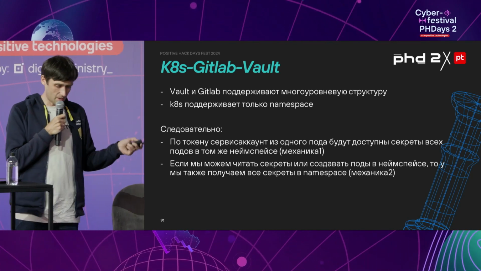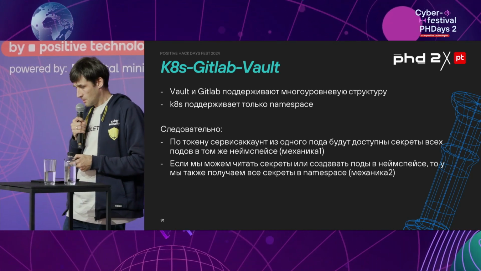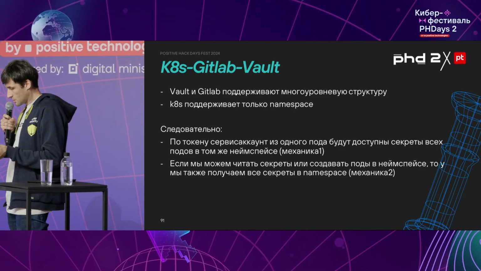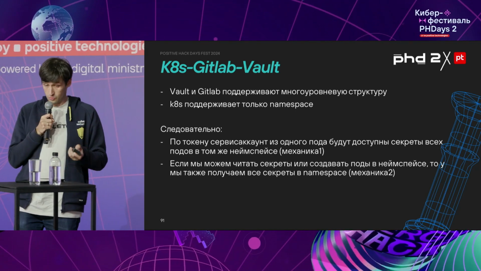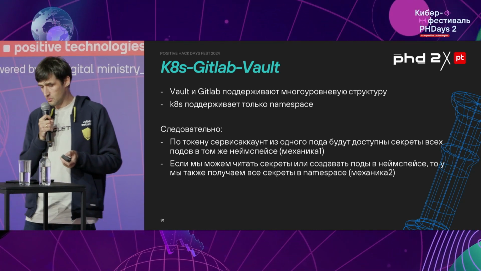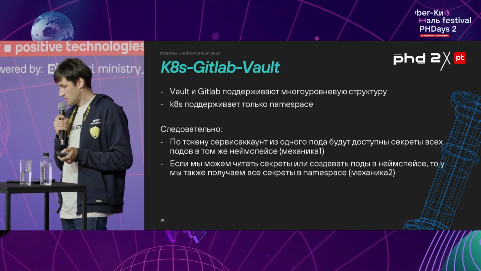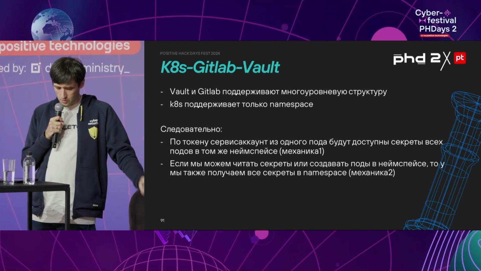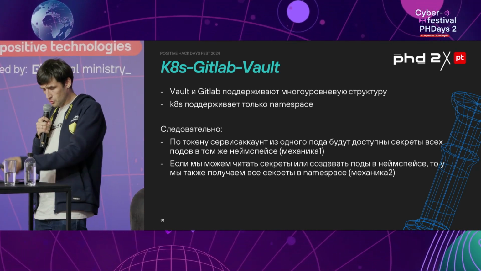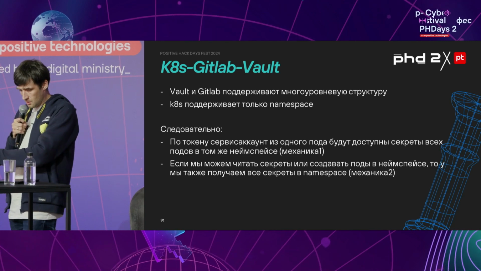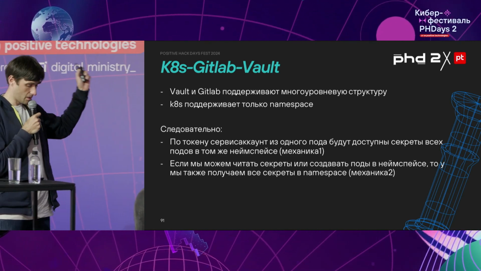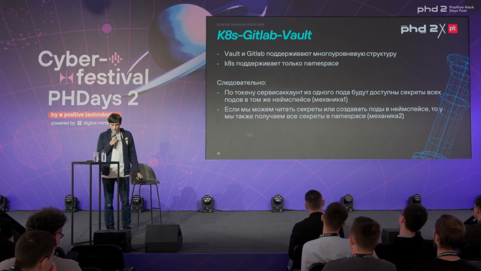So if we need to provide access to the same secrets from both GitLab and Kubernetes, and why it may be needed, I'll mention a little bit later, we're running into a problem that you also have to understand. By the token of the service account from one pod related to some project, you can get access to the secrets of all other services that are running in the same namespace.